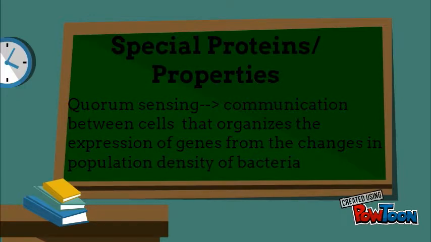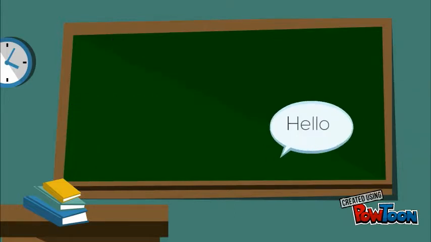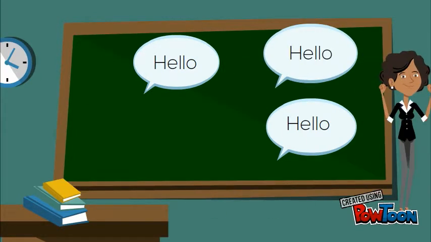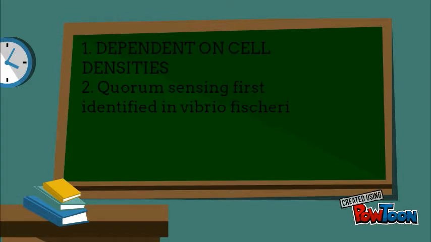Quorum sensing is a communication between cells that organizes the expression of genes from the changes in population density of bacteria. Here's a quick animation of how bacteria come together. The bioluminescence is dependent on cell densities, and also quorum sensing was first identified in Vibrio fischeri.